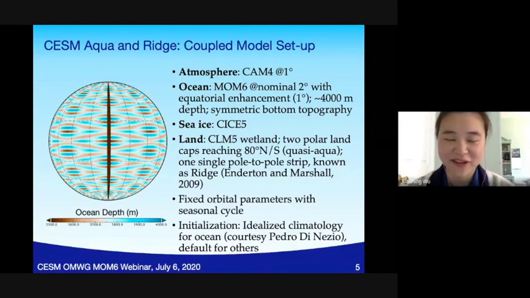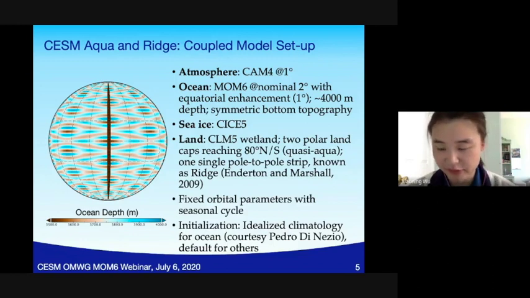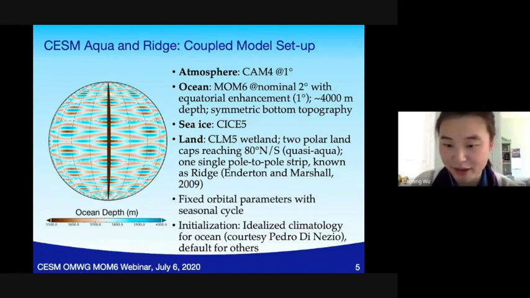We're really looking forward to having the simplified land model, which would make the process much easier. For our experiments, we retain the seasonal cycle by using fixed or idealized orbital parameters, and we initialize the ocean state from previous idealized experiments provided by Pedro.